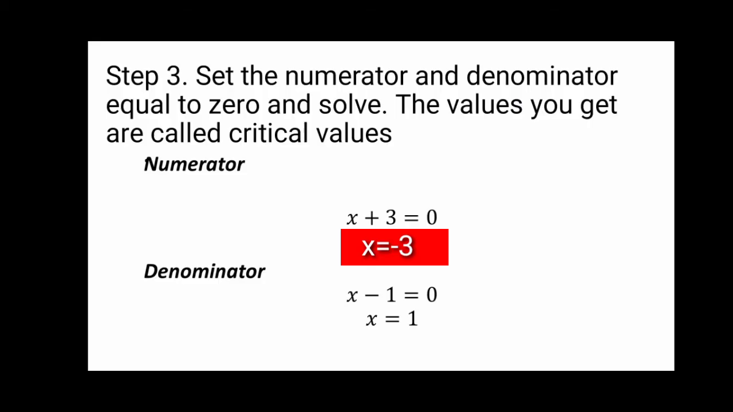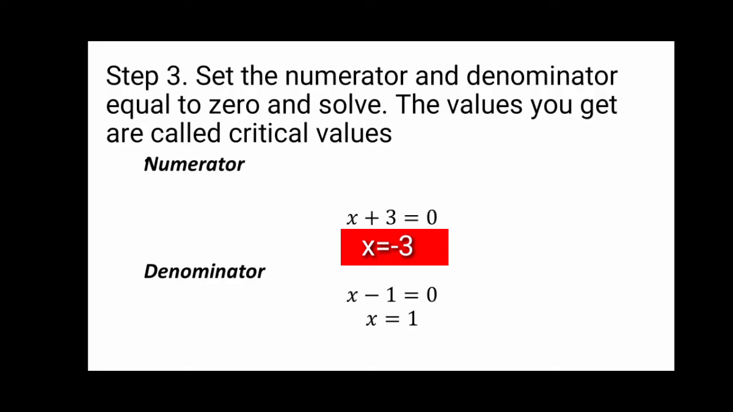Step number 3: set the numerator and denominator equal to 0 and solve. The values you get are called the critical values. Let's take first the numerator. x plus 3 equals 0. Transpose positive 3 to the other side and it becomes negative 3. So your x is now equal to negative 3.